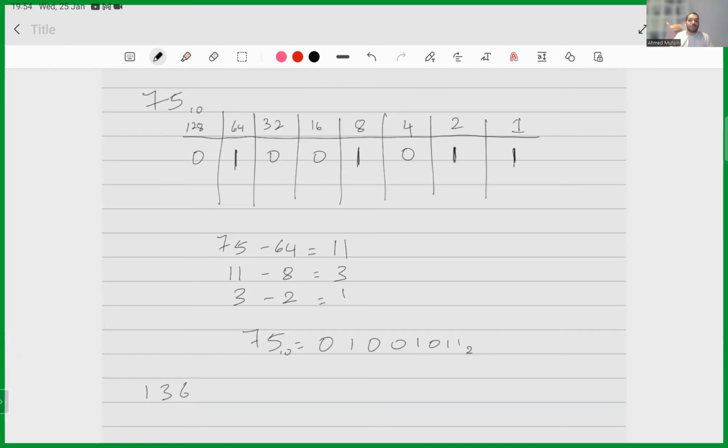Next, we will be moving on to method number 2. How can we convert a decimal number into binary using method number 2, a different method?